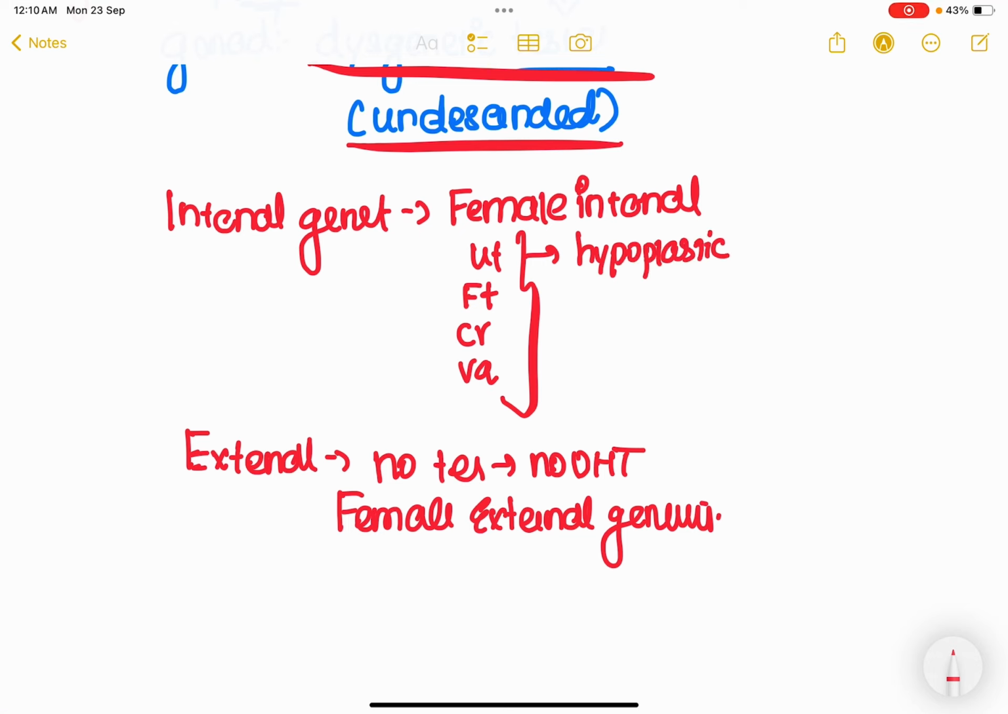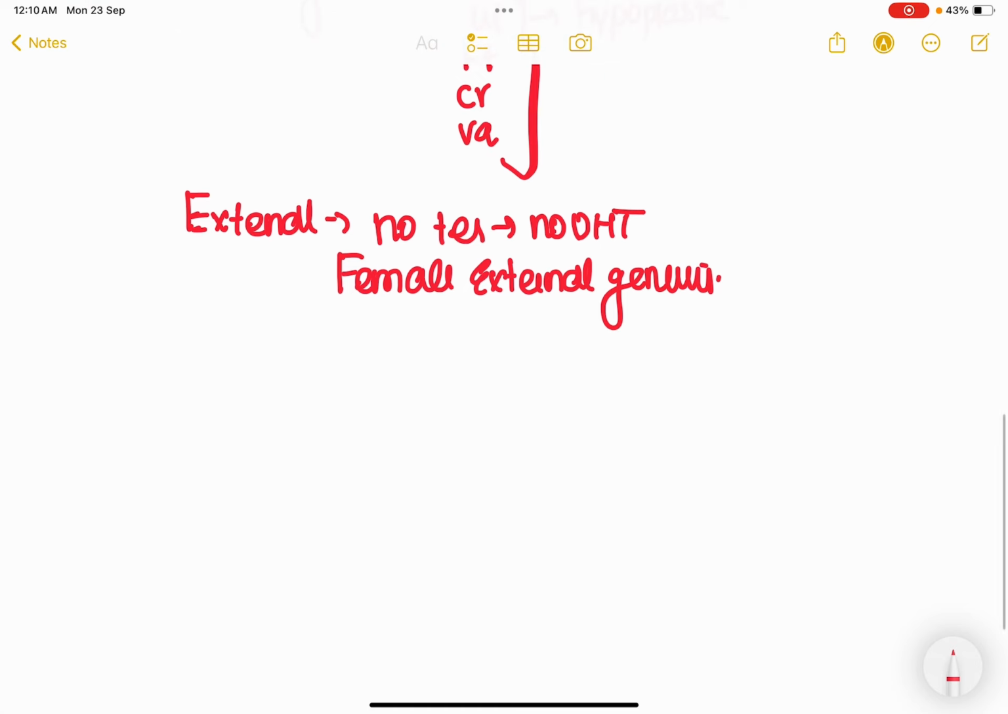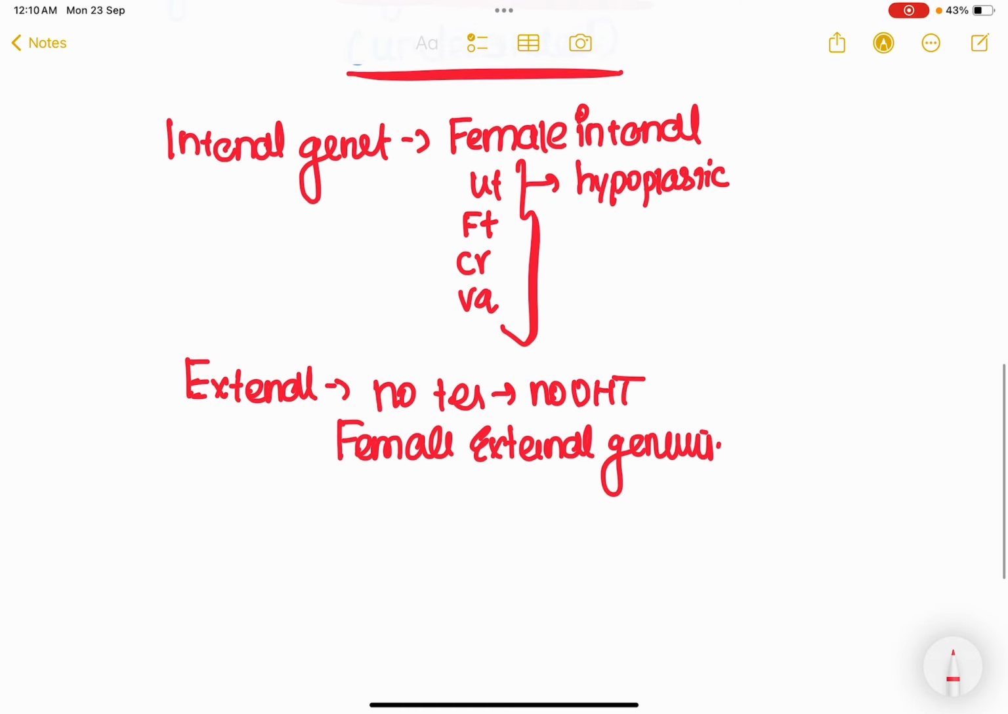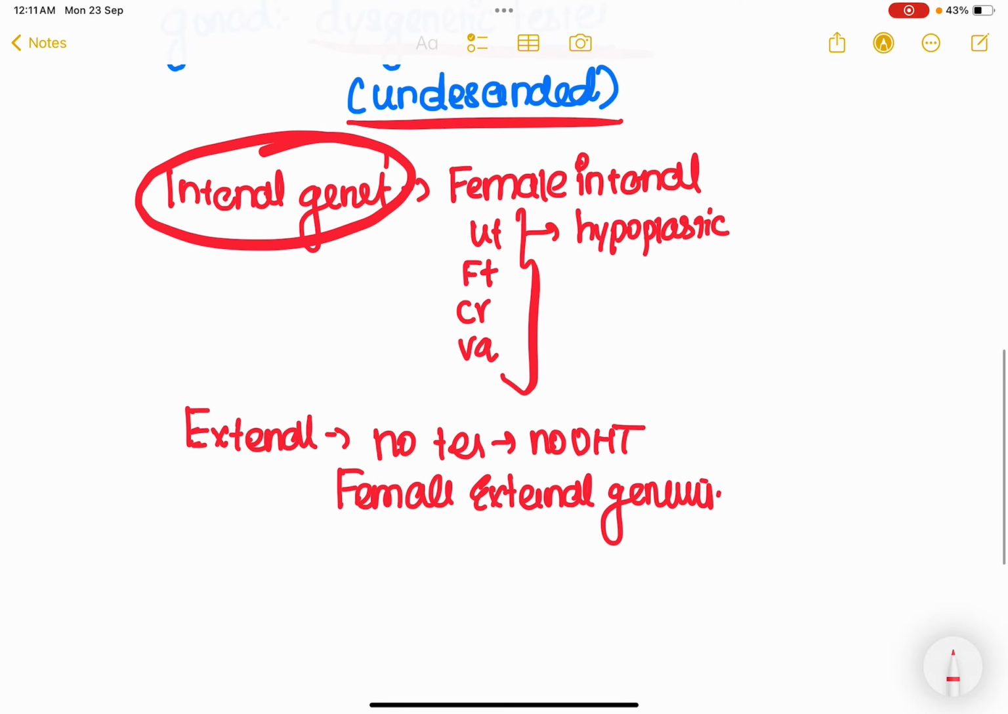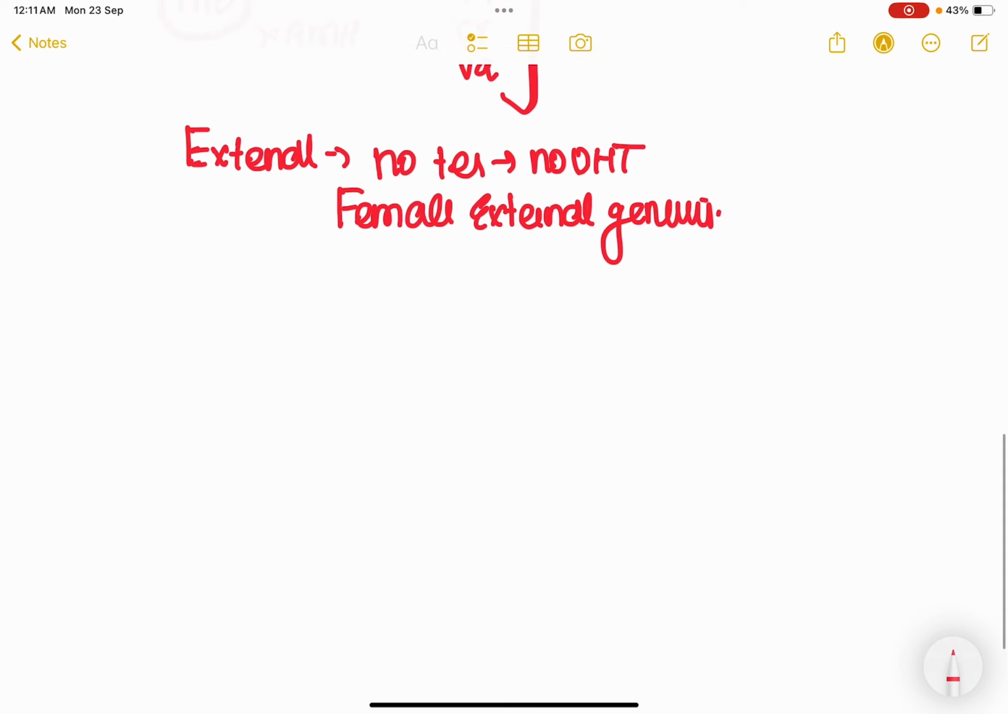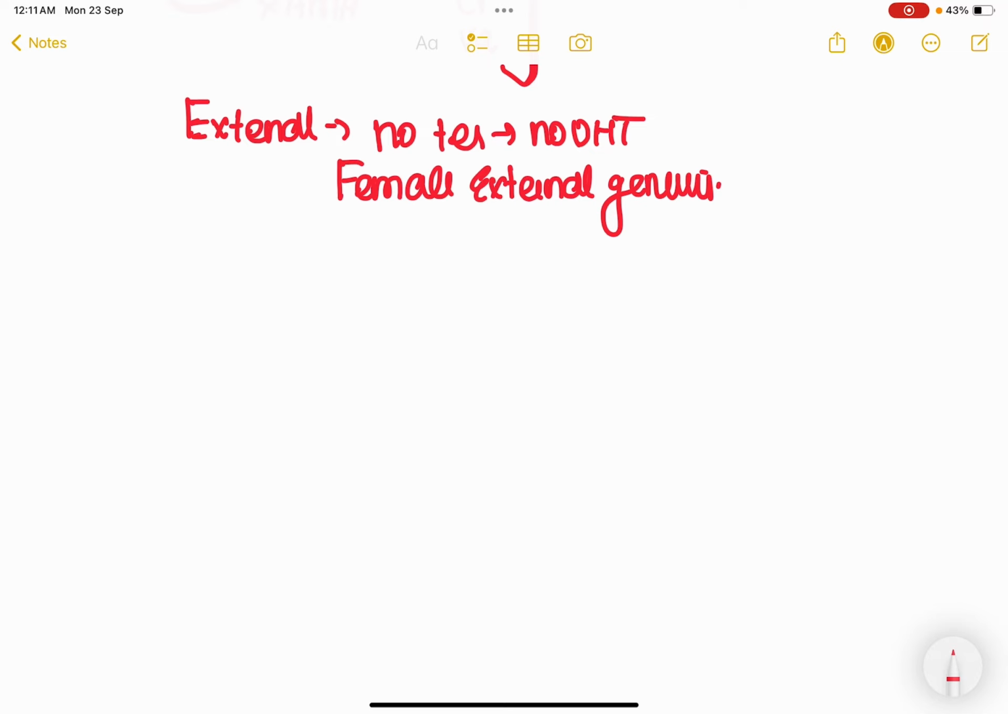Hypoplastic uterus. Internal genitalia is going to be female internal genitalia. External genitalia is going to be female external genitalia. Is that clear? Yes. Why is the female internal genital organ formed? Because of the growth of the Mullerian duct. Due to the absence of anti-Mullerian hormone, the Mullerian duct will grow. Is that clear? Okay, the uterus is going to be present, but it is going to be a hypoplastic uterus. Right? Okay.